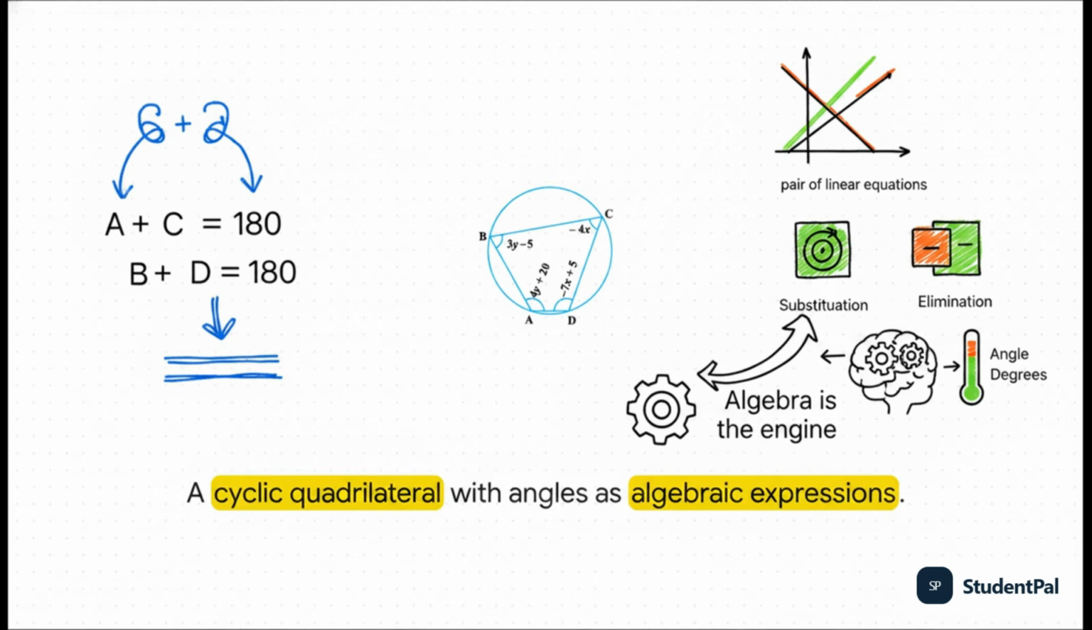Opposite angles of a cyclic quadrilateral always add up to 180 degrees. So angle A plus angle C equals 180. Bam, that's equation 1. Angle B plus angle D equals 180. There's equation 2. You now have a perfect pair of linear equations. Choose your favorite weapon, substitution or elimination, and solve it. This perfectly proves how algebra is really just the engine that drives geometry.